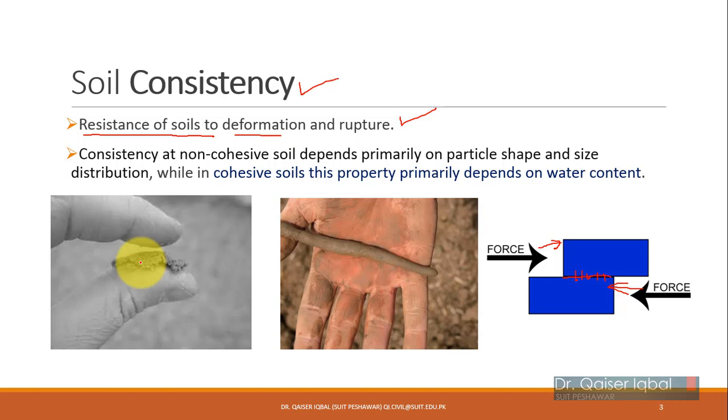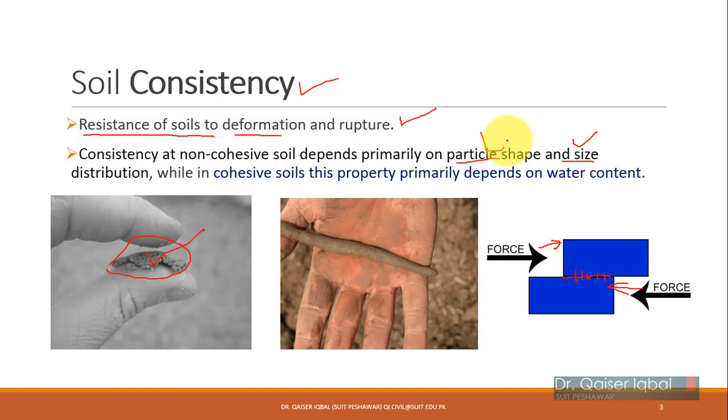Consistency of non-cohesive soil depends primarily on the particle shape and size. If you have non-cohesive soil like sands and gravels, in this case their particle shape and size will affect the consistency. If the particle size is large and the particle shape is angular, then it will have greater consistency compared to when the particle size is small and the particle shape is more rounded, which will have less consistency, which means that it will have less resistance to deformation.